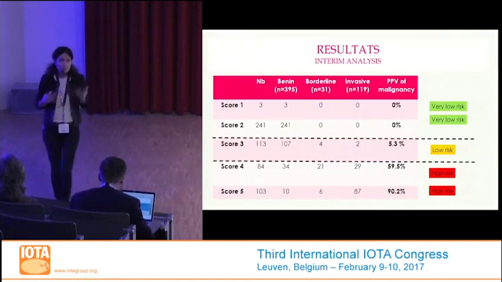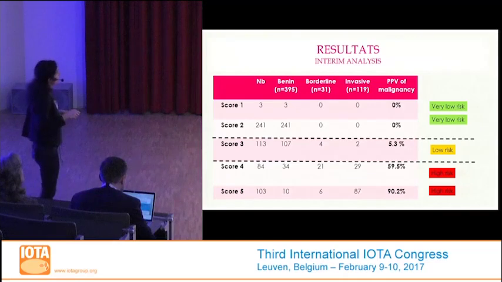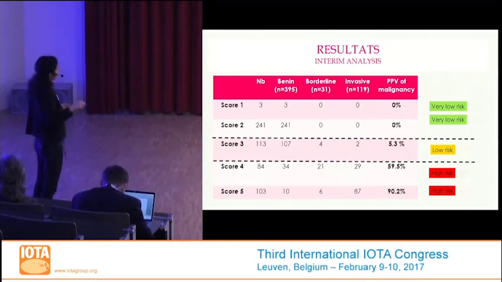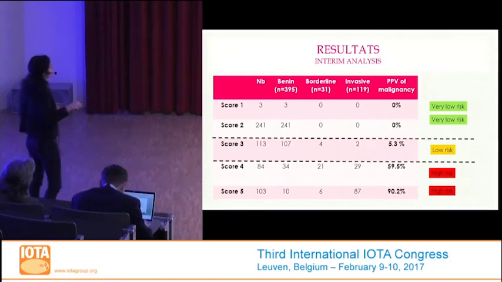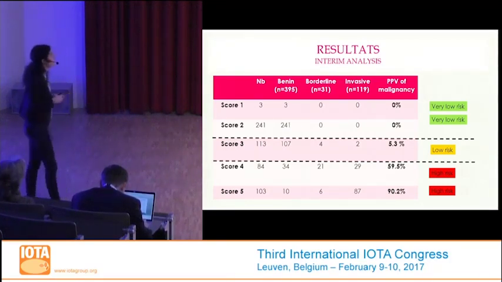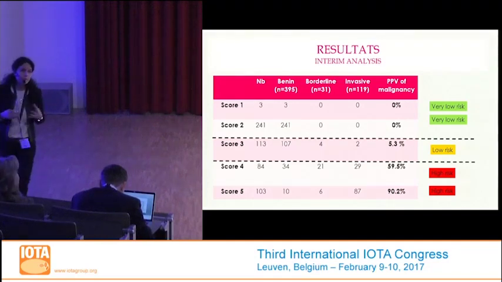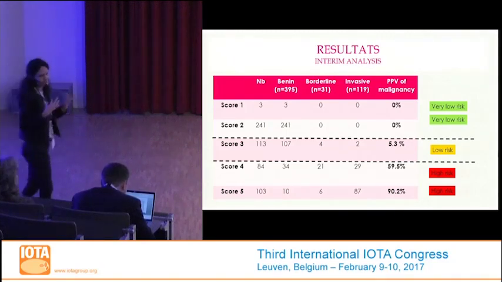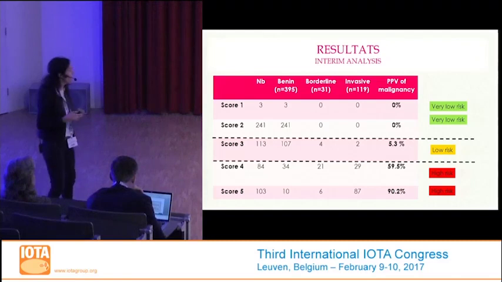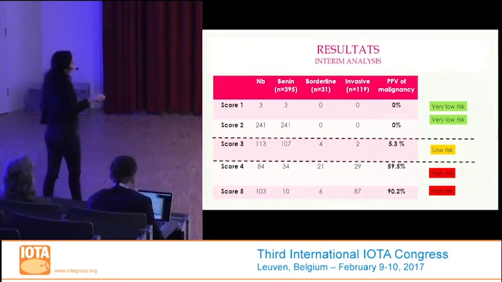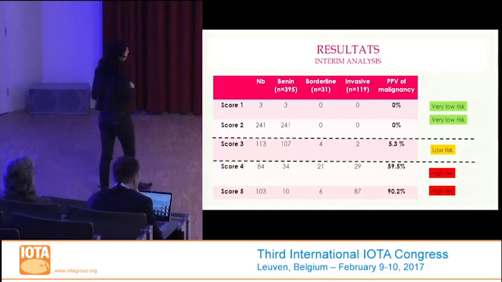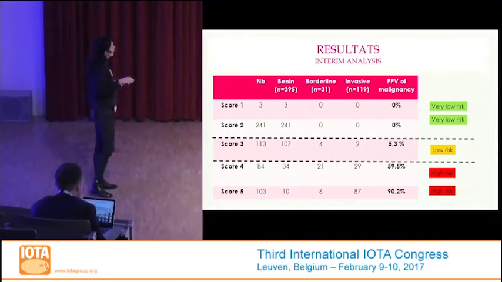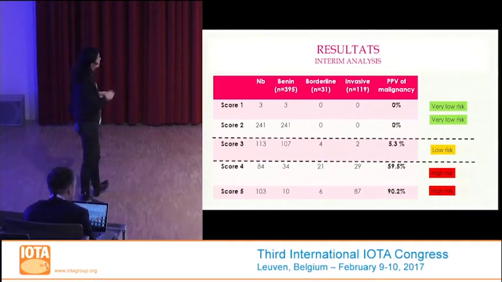When we look at the positive predictive value of the different categories, we are also able to recognize the very low risk in these lesions. You can see that in score 1 and score 2, there was no cancer. In score 3, there were 6 cancers, so a PPV of 5.3%, but probably with the overall population, this PPV will decrease because I hope that in patients we refer for follow-up, there are not so many cancers. And we have a score 4 with a positive predictive value of 59.5%, and score 5 always very high, 90.2%.